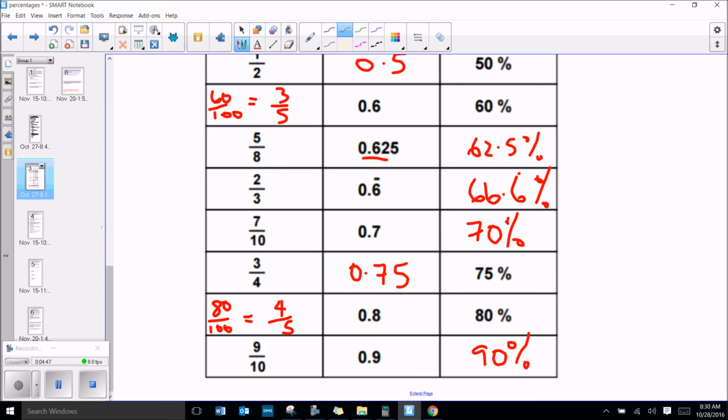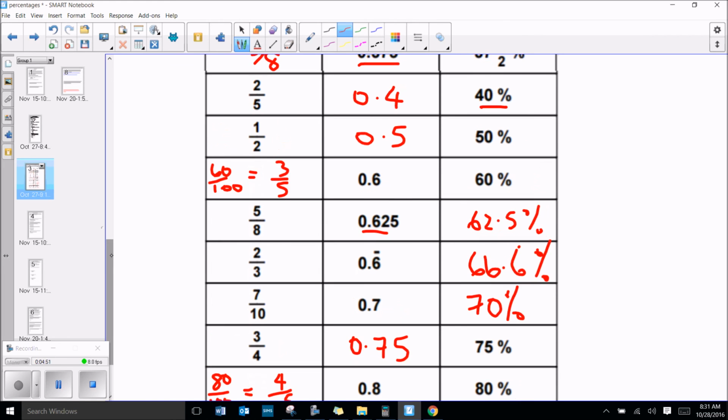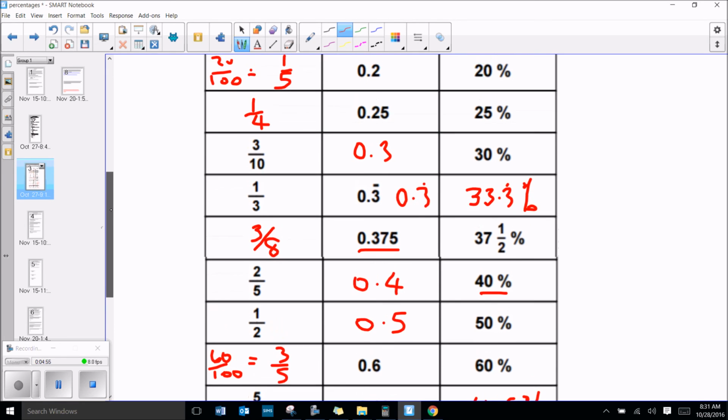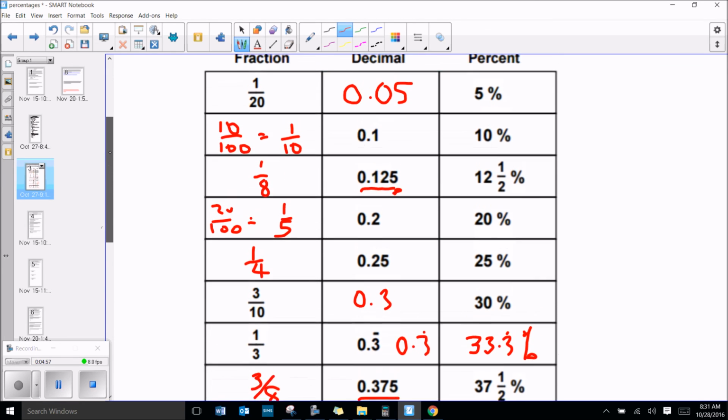So there is one table of values that you may like to learn, or ensure that you know how to change from one to the other as quickly as possible.